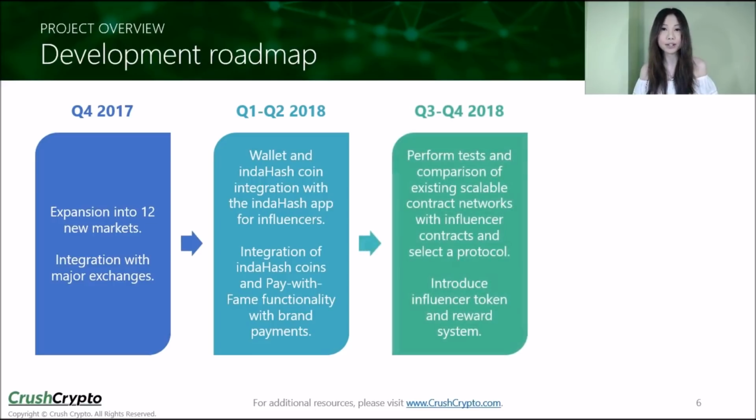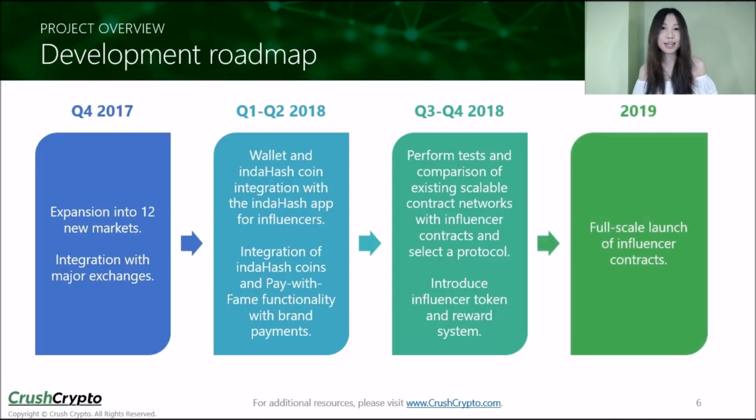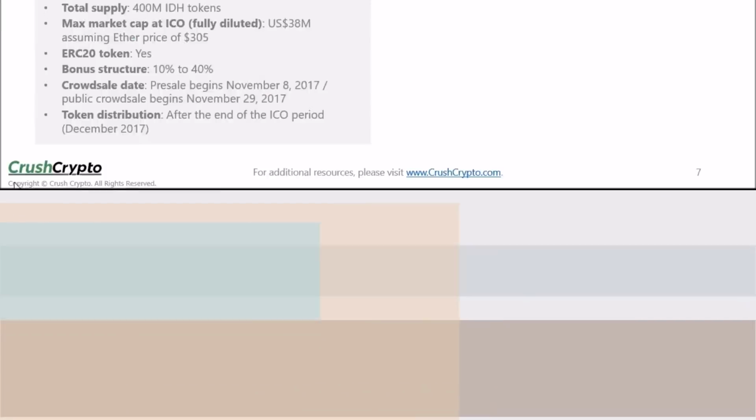In the second half of the year, they plan to introduce their influencer token and reward system. They will also test existing scalable contract networks with influencer contracts and select a reliable and secure protocol. And in January 2019, they will have a full-scale launch of influencer contracts.